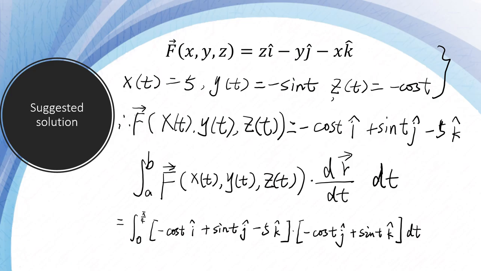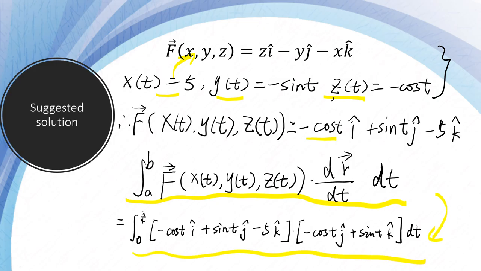Then we can plug x(t), y(t), z(t) into the function F(x, y, z). Then we get that F equals negative cosine t in the i direction, plus sine t in the j direction, minus 5 in the k direction. Next, we can plug F(x(t), y(t), z(t)) and dr over dt into this expression. We get this integration, where the limit of t is from 0 to pi over 4.